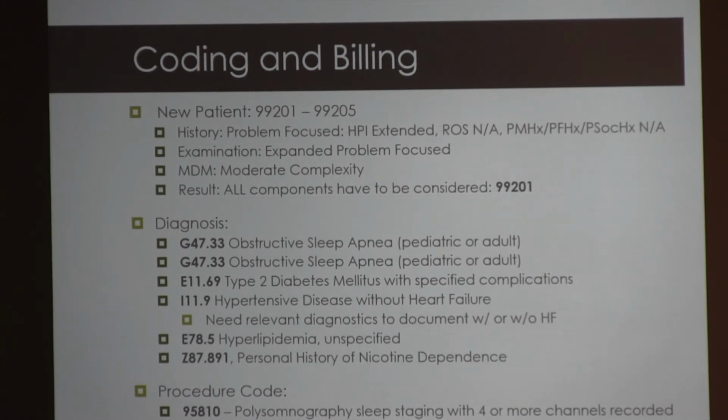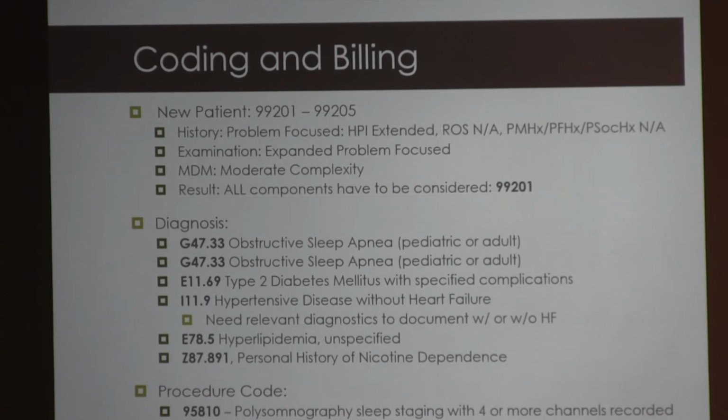So, how would we bill this? You know, our billing codes for a new patient are 99201 to 99205. The history would be problem-focused, so that the HPI was extended, but there was no review of systems. There was no real past medical, family, or social history. The examination was expanded problem-focused. The medical decision-making was moderate complexity because we will be billing.